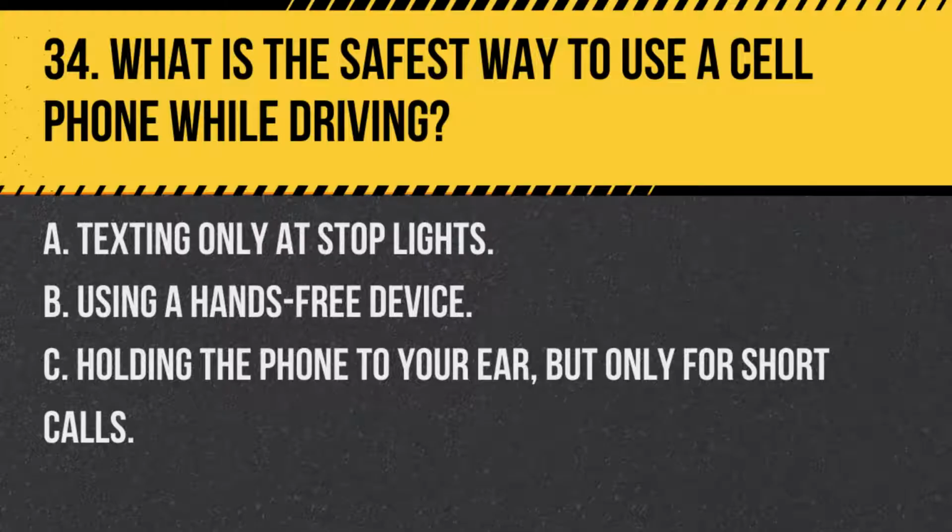Question 34. What is the safest way to use a cell phone while driving? A. Texting only at stoplights. B. Using a hands-free device. C. Holding the phone to your ear, but only for short calls.